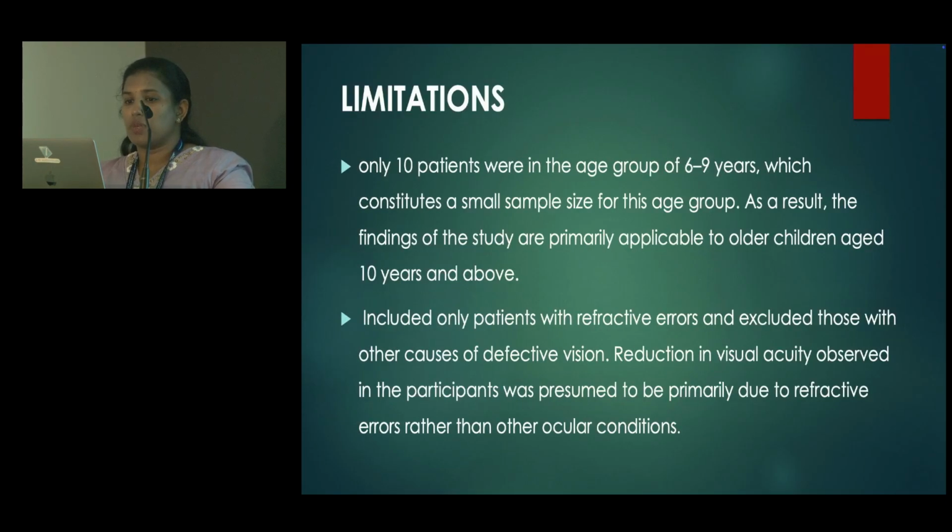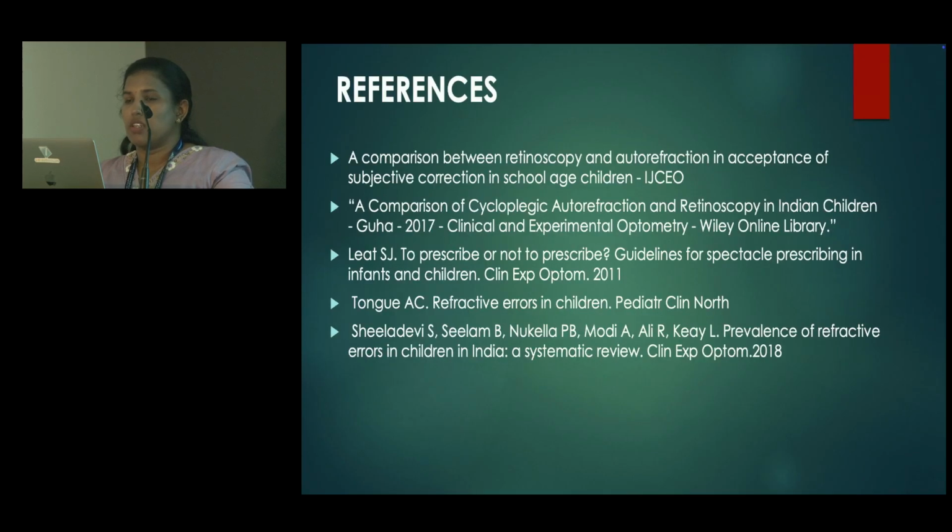The limitations of my study are that only 10 patients were in the age group of 6 to 9 years, which constitutes a small sample size for this age group. As a result, the findings of this study are primarily applicable to older children aged 10 years and above. It included only patients with refractive errors and excluded those with other causes of defective vision. The reduction in visual acuity observed in the participants was presumed to be primarily due to refractive errors rather than other ocular conditions. These are my references. Thank you.